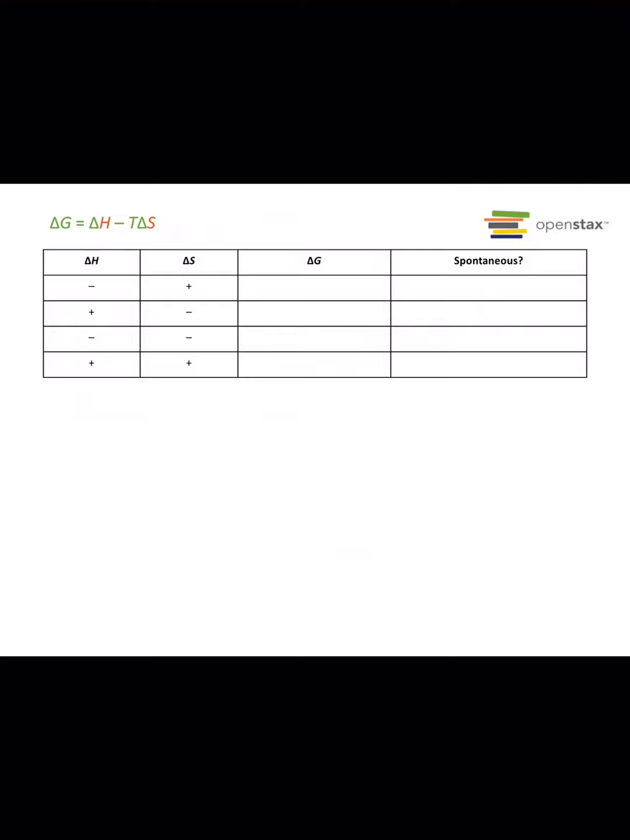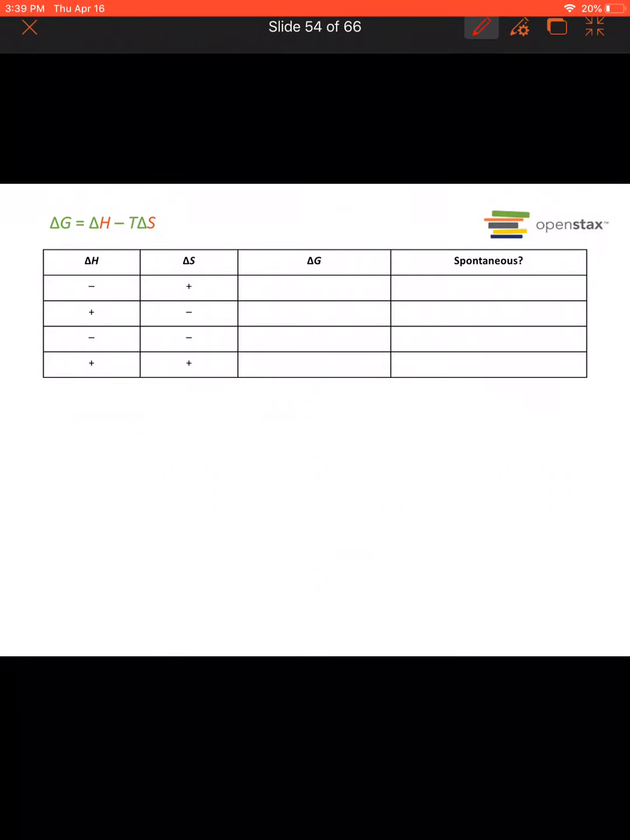So, if my delta H is negative and my delta S is positive, what's my sign of delta G going to be? Well, if I have a negative delta H and I have a positive delta S, when I do negative delta H minus whatever S is going to be, we know that delta G is going to be negative as well. So delta G will be negative, and if delta G is negative, we said that it's going to be what? Spontaneous.